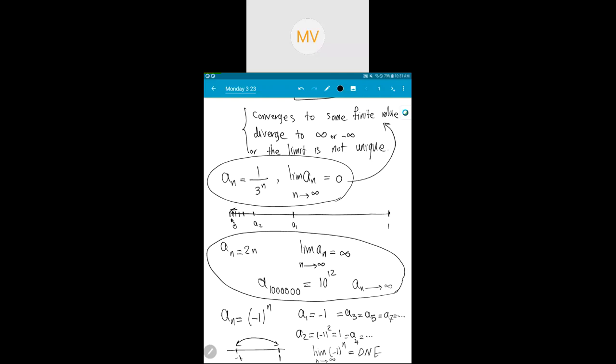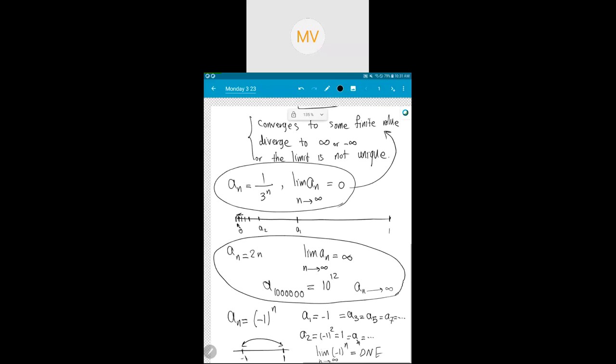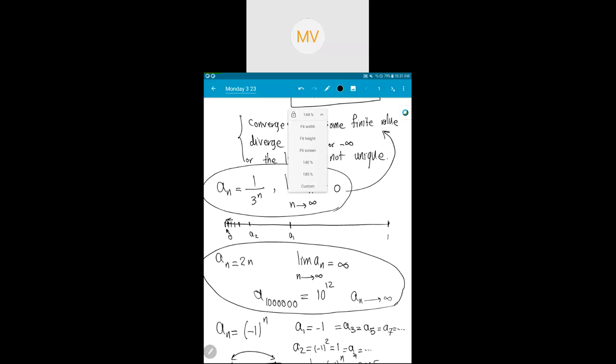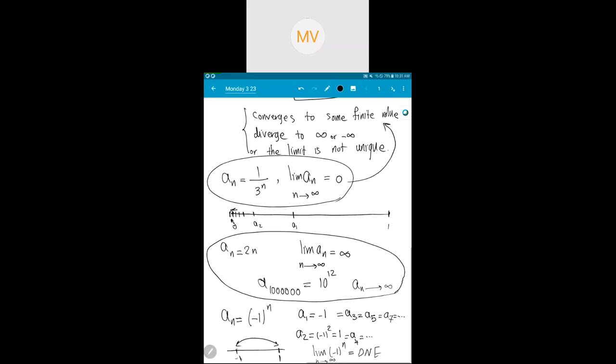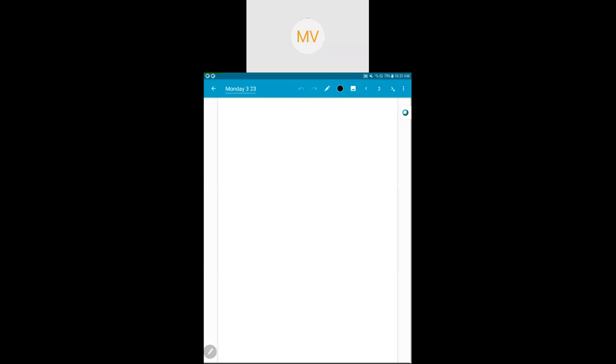All right. Question on that? Let's go to the next page. Bottom one. Next page. Let's do 140% and go to top left corner. Good.